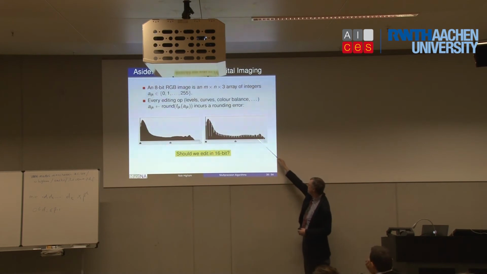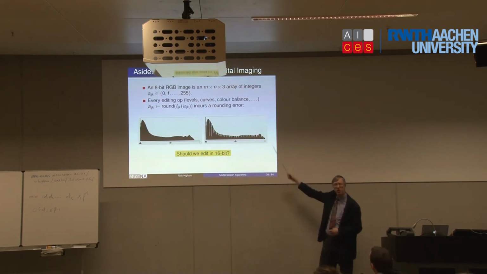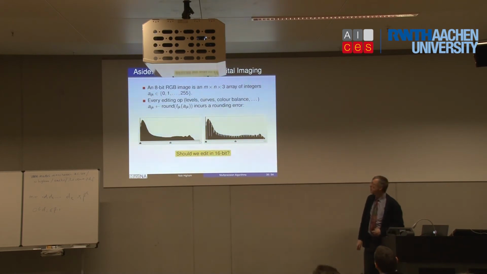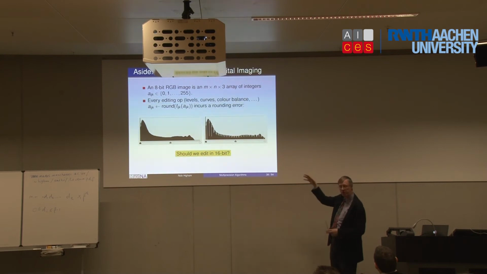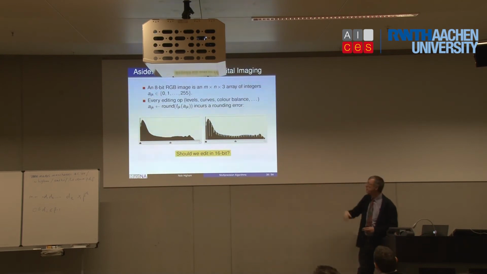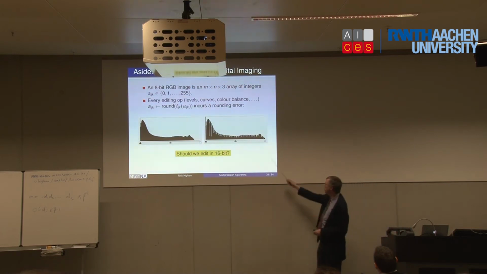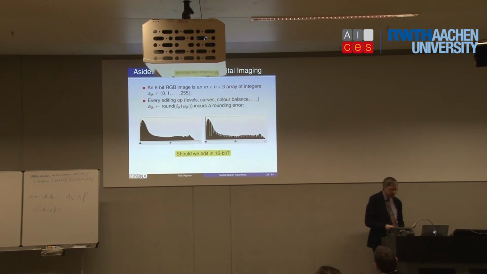And you see these little troughs. Well, they're caused by rounding error. Because you have to round, in practice, the elements are integers between 0 and 255. You have to do the operation, round back to an integer, and that causes those rounding errors. So the question is, that doesn't look very good. Should we work in 16-bit?